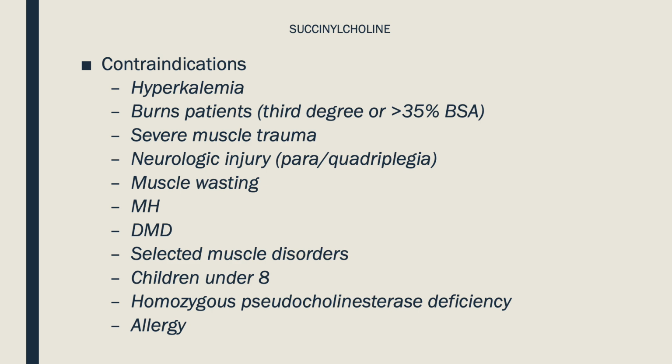Hyperkalemia. Succinylcholine can elevate potassium levels. It's contraindicated in patients with extensive burns, think third degree or greater than 35% body surface area, severe muscle trauma, neurologic injuries like paralysis or quadriplegia. Muscle wasting, malignant hyperthermia, Duchenne's muscular dystrophy, any muscle disorder.